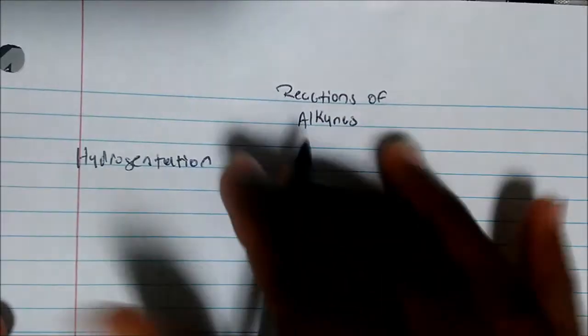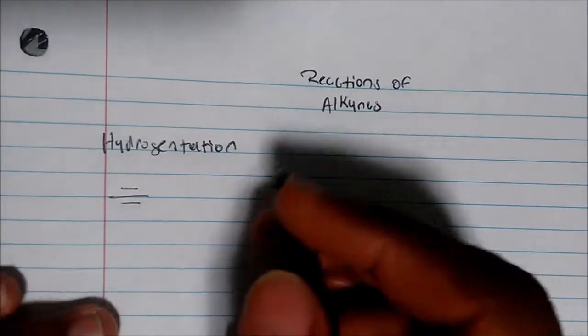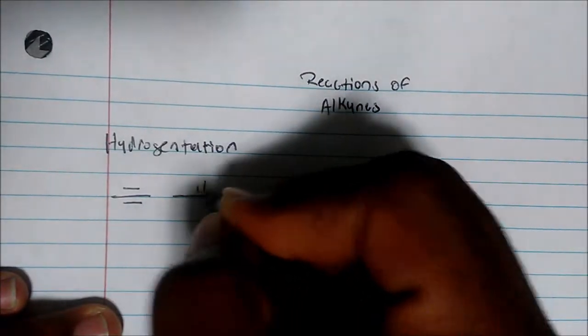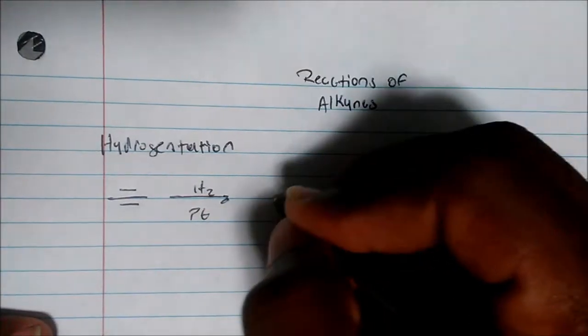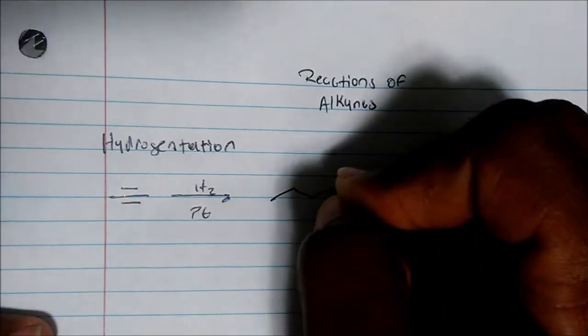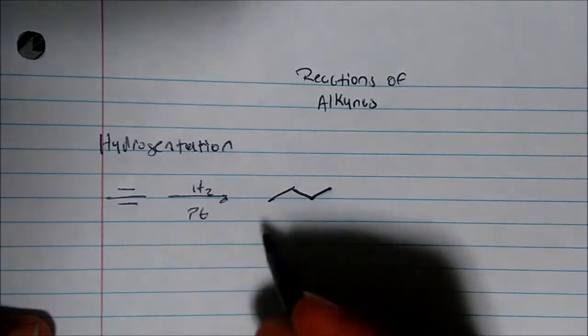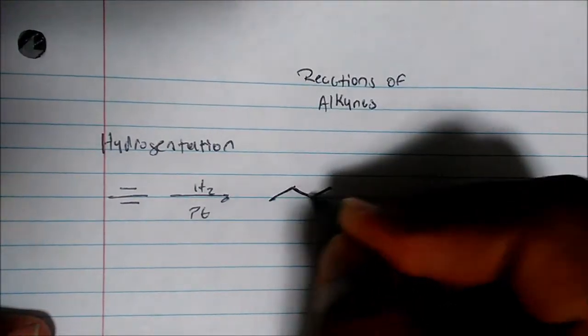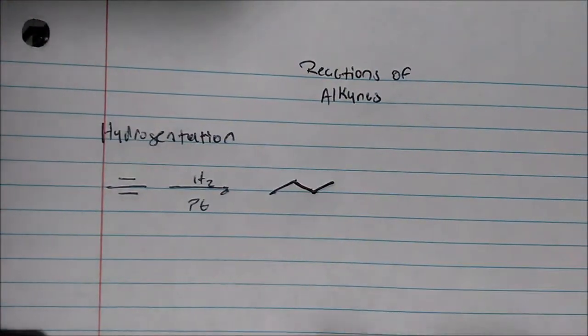Now, if you have an alkyne like this, four carbons, and you add H2 and platinum, you'll get something that looks like this. You get an alkane. So you notice it reduces the triple bond all the way to an alkane. You only have single bonds. So we need a way to control this reaction.